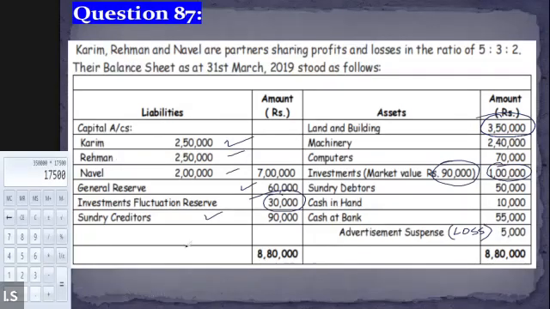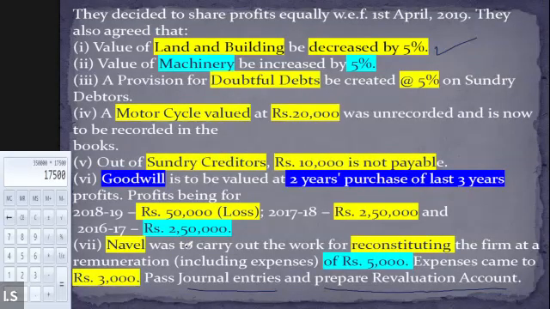The next thing in the question is that the value of the machinery has increased by 5%. Tell me, if the value of the machinery is increasing by 5%, is this a profit or a loss? Profit. And if it is a profit, then on which side of the revaluation account are we going to record the increase in the value of the machinery? Credit side, sir. So that simply means the revaluation account is going to be credited. Is that correct? And the machinery account will be debited. Yes.